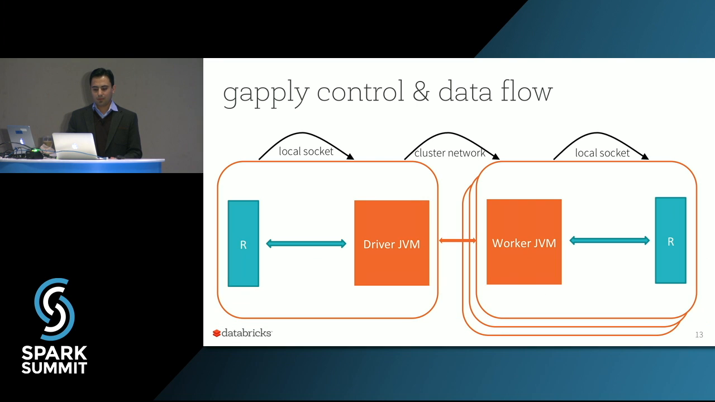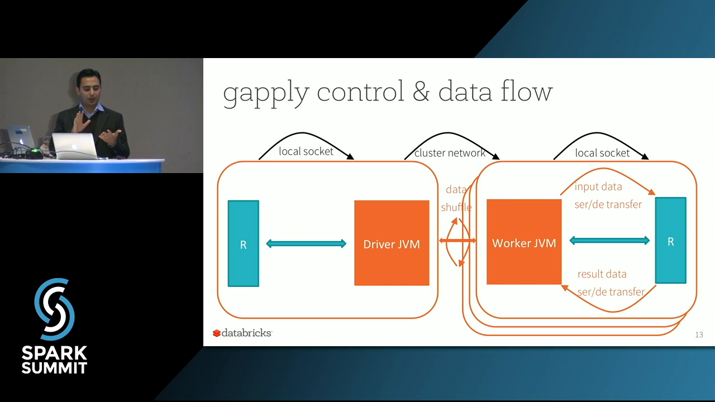And the control flow is exactly similar to dapply. The only exception is during the data flow, we first perform a group by operation. Basically, that's an all-to-all communication between all the workers. That's a shuffle. And then each worker will have all the data corresponding to each value of the column. And then we just behave like a normal dapply.